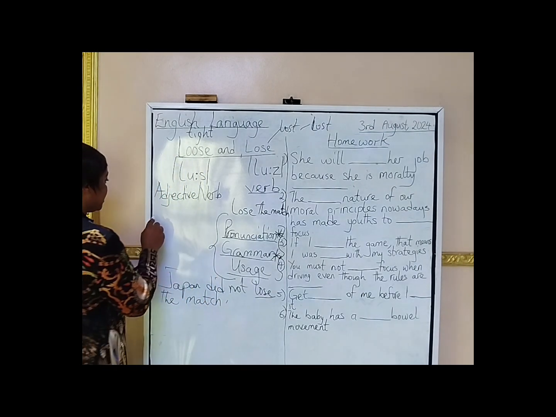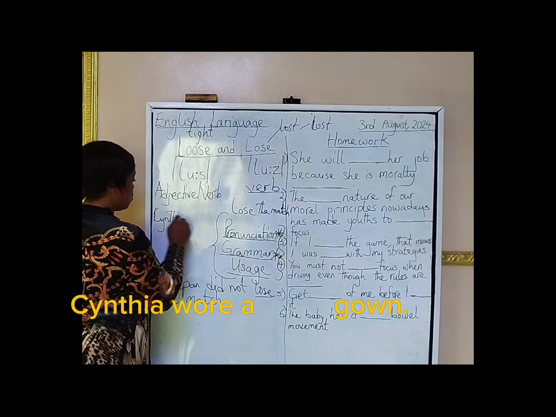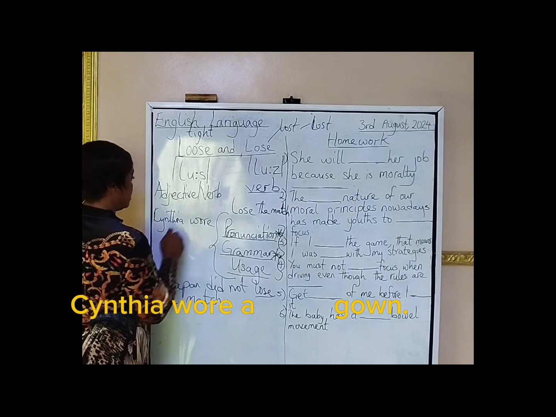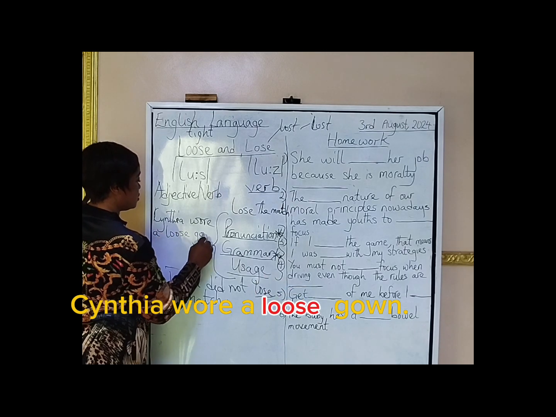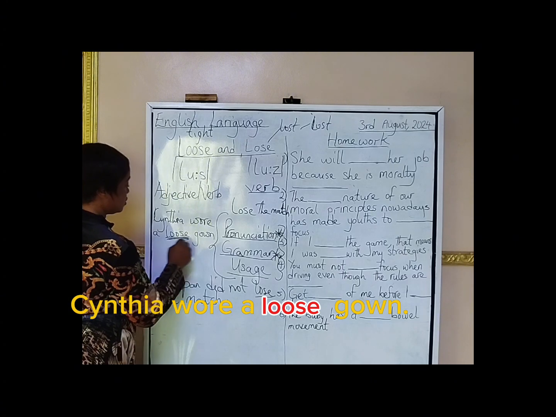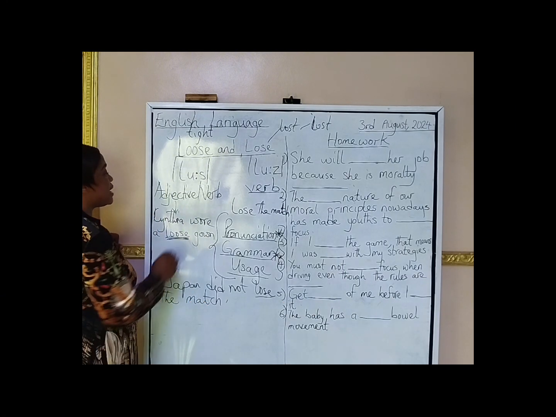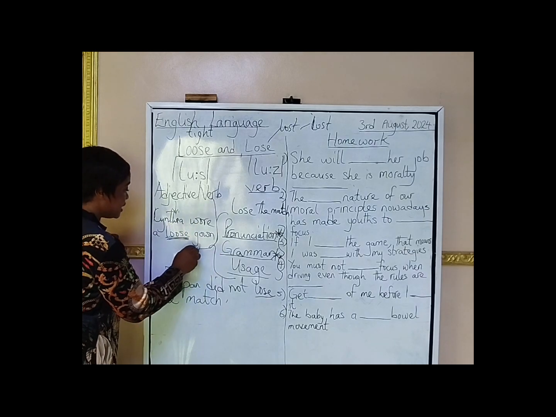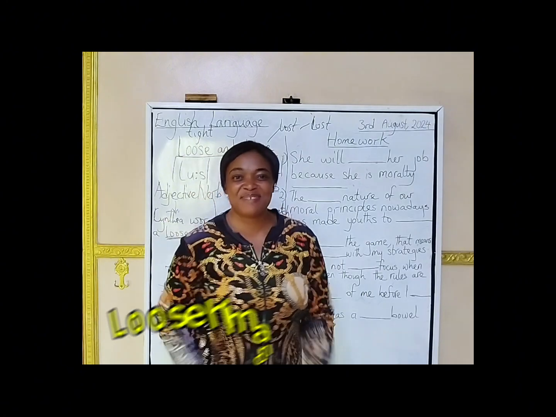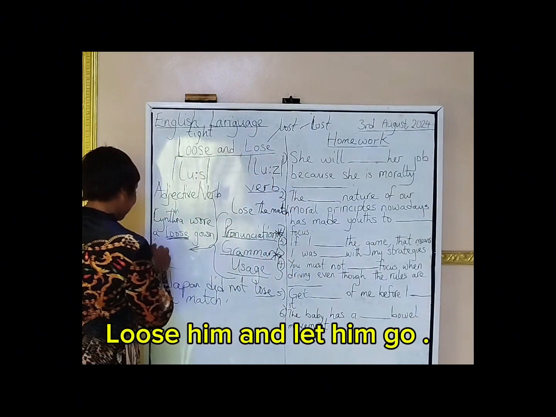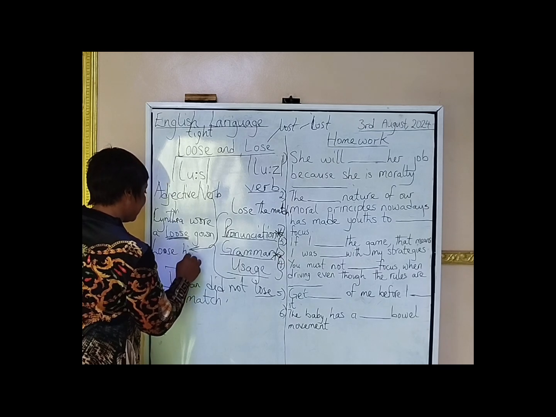I have said, Cynthia wore a loose gown. That's an adjective, used as an adjective. What about using it as a verb? Let's try to use it as a verb. Jesus once said, loose him and let him go. That is it. Loose him, loose him.